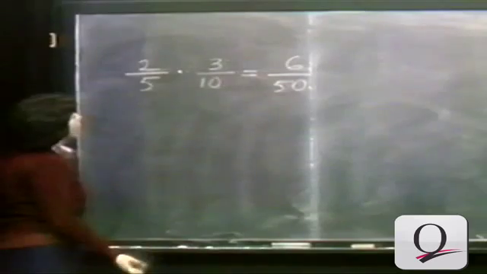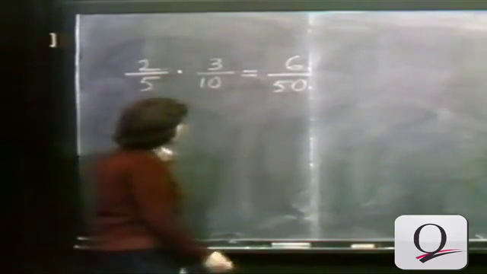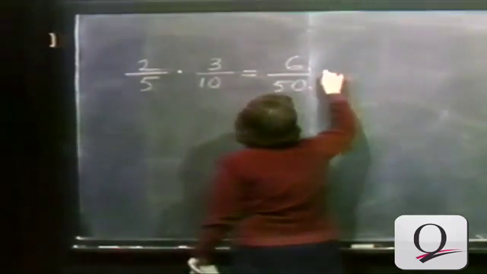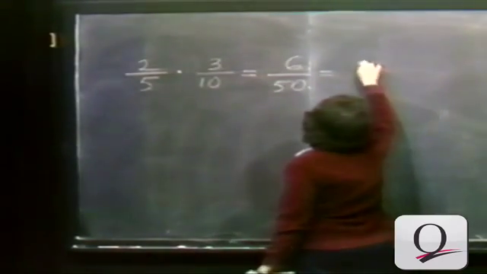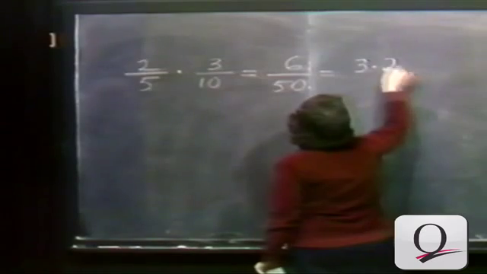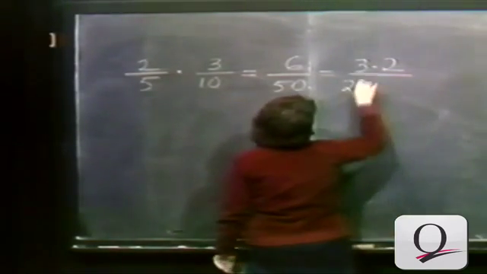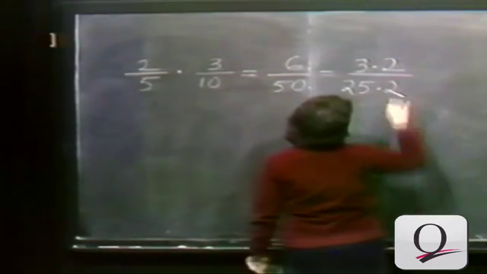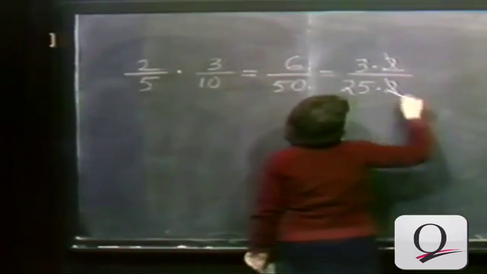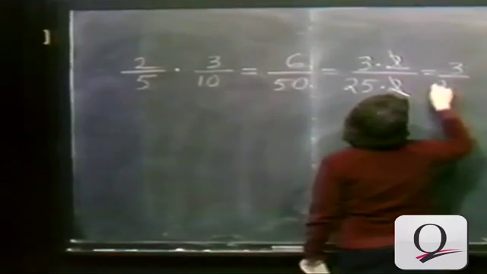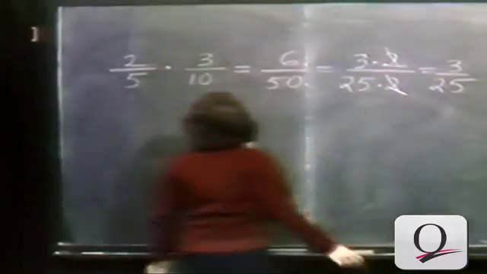Of course, this fraction is not in lowest terms, and we can reduce it. What we can do here is to realize that 2 is a factor both in the top and in the bottom. The top is really 3 times 2. The bottom is 25 times 2. And of course, we can cancel out the 2's, giving you a final answer of 3 over 25.